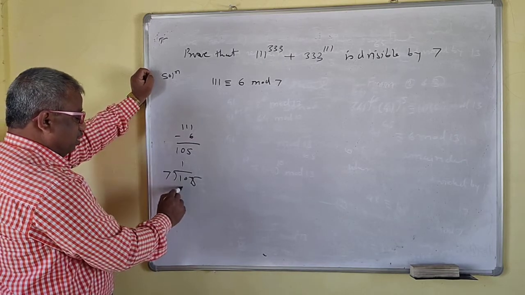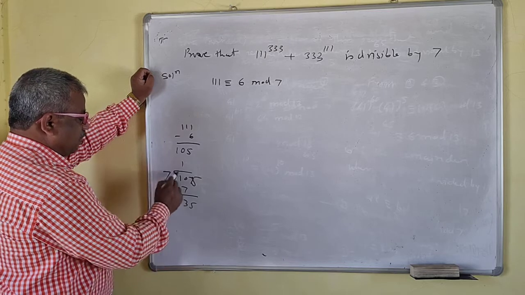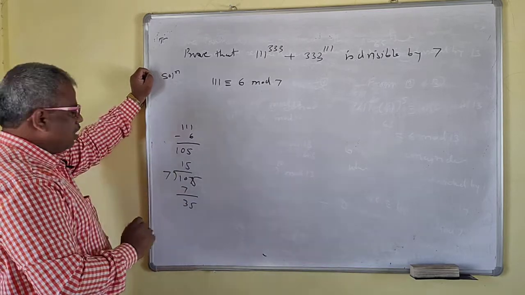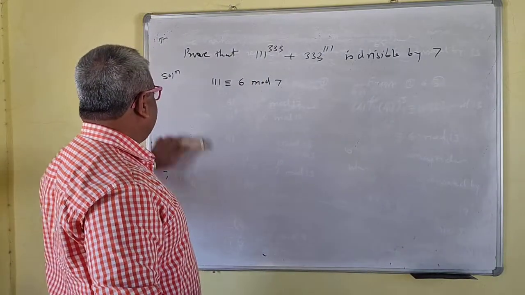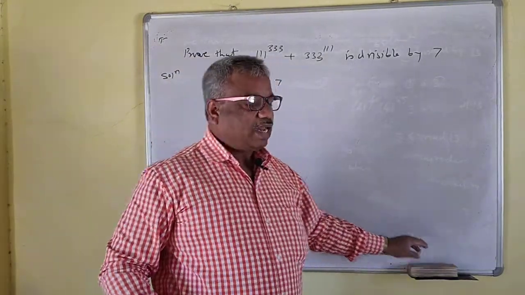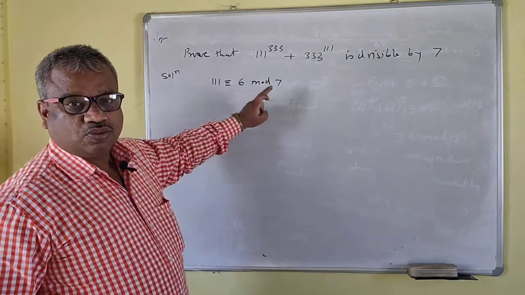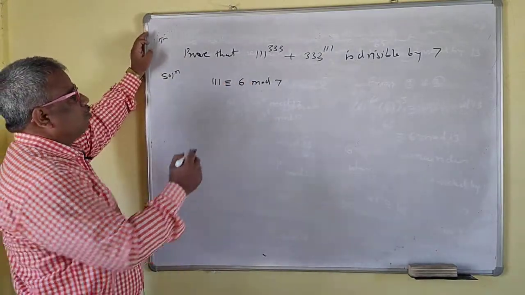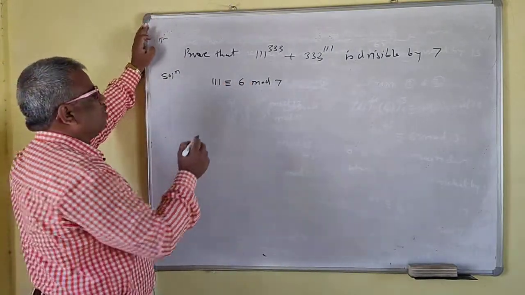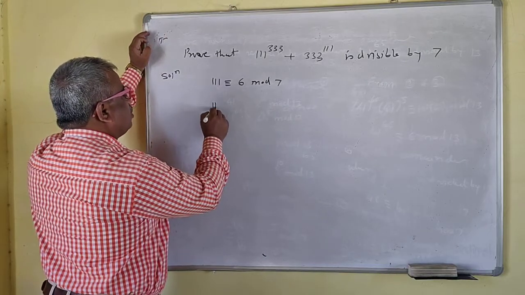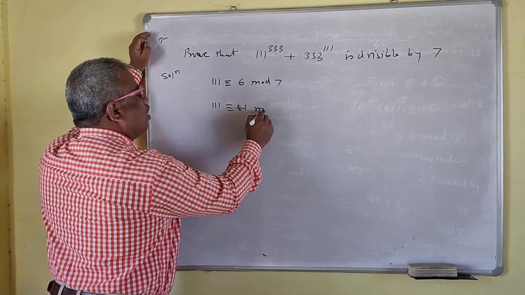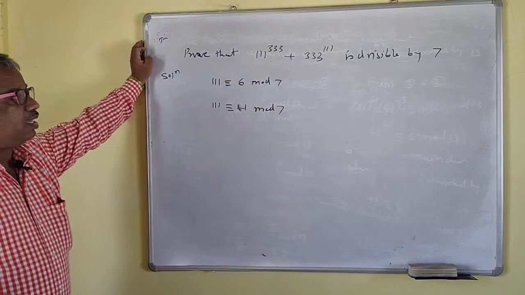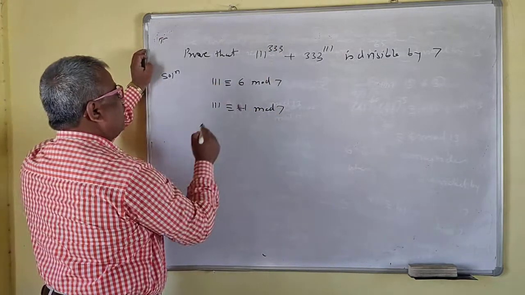See, 7 times 15 is 105. But now 6 and 7 are very close, they differ by 1. So this 6 bar is 7 minus 1 bar in Z7. So 111 is congruent to minus 1 mod 7. Now we'll take the power 33.